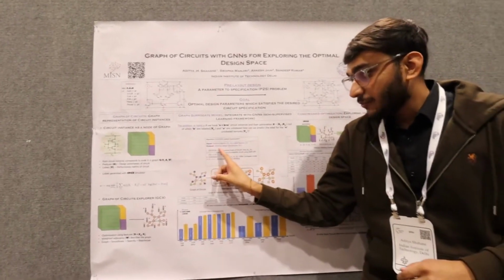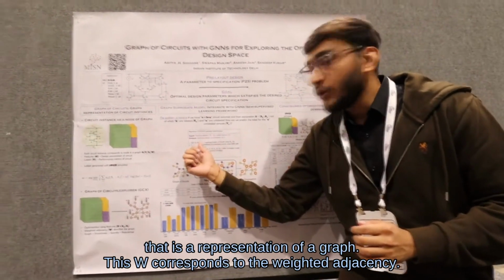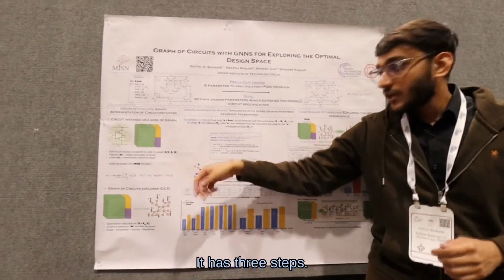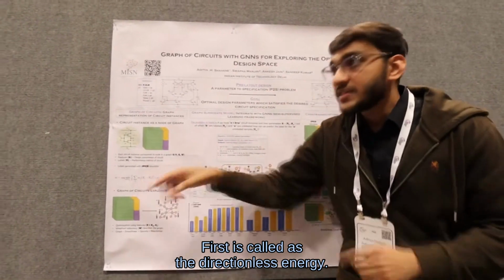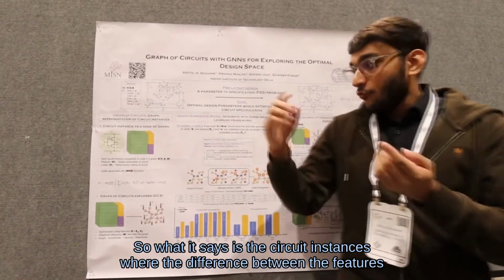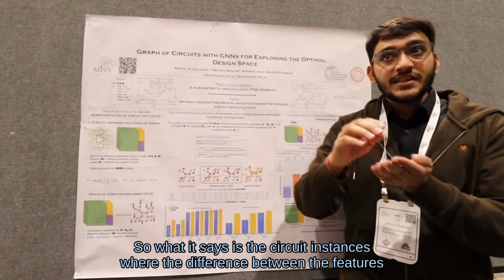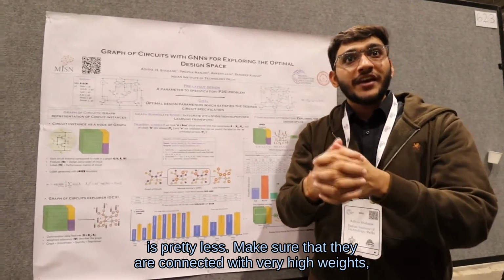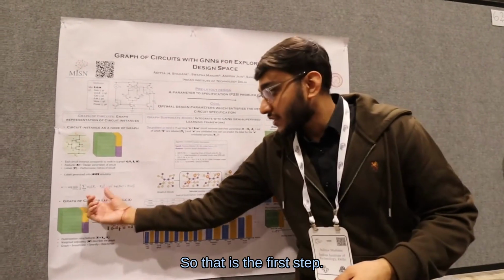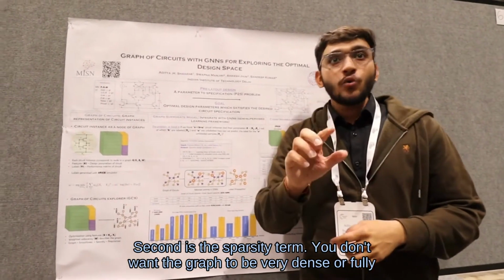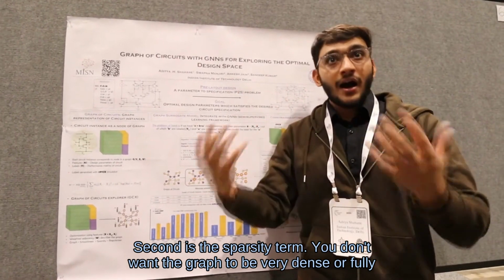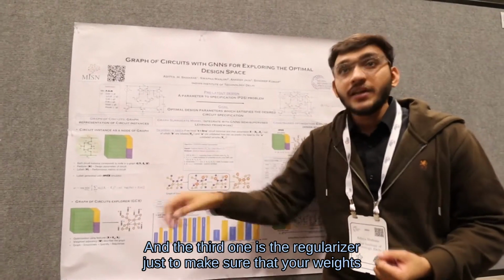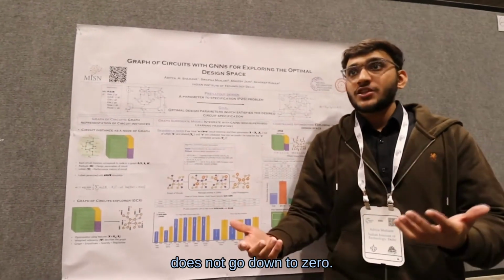Now, how do you generate a graph out of it? This G equals (V, E, W) is a representation of a graph. This W corresponds to the weighted adjacency. How do you get that? By solving this optimization formulation. It has 3 terms. First is called the directionless energy. What it says is that for circuit instances where the difference between the features is pretty small, make sure that they are connected with very high weights. So that is the first term. Second is the sparsity term. You don't want the graph to be very dense or fully connected, so you are incorporating a sparsity term. And the third one is the regularizer, just to make sure that your weights do not go down to 0.